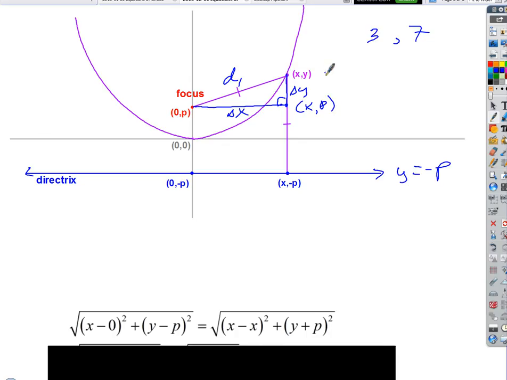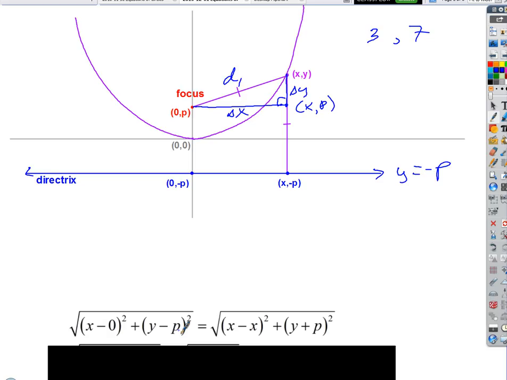y minus p, right? And so change in x squared plus change in y squared must be d1 squared, right? So that distance must just be the square root of the sum of those squares, right? We all know that stuff. So we get the square root of (x minus 0) squared plus (y minus p) squared, right?